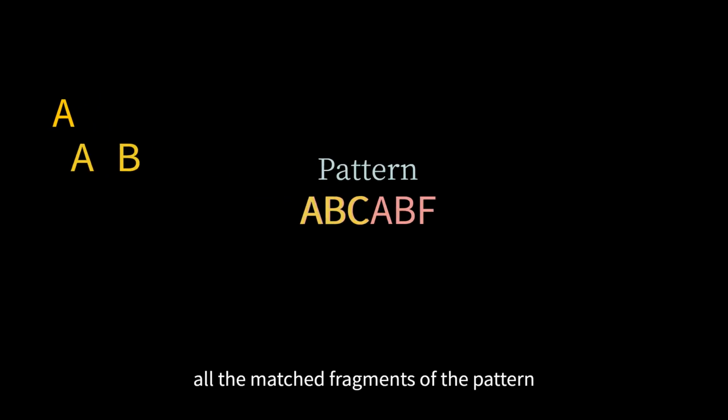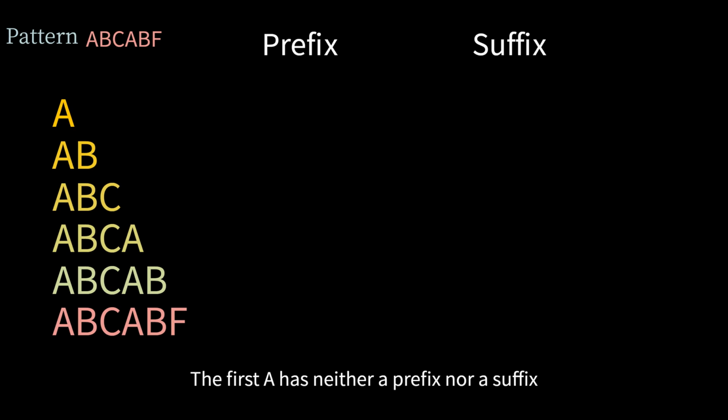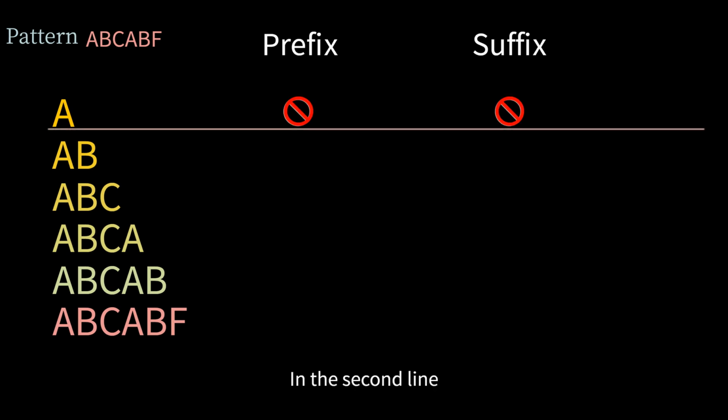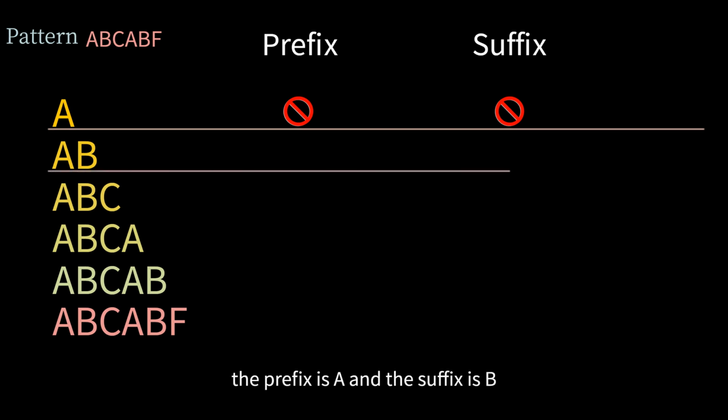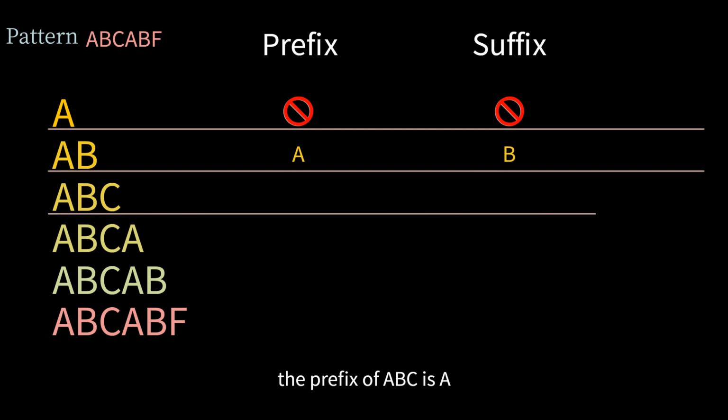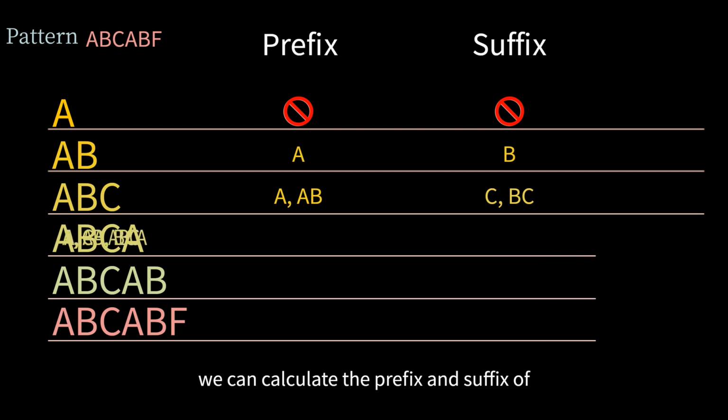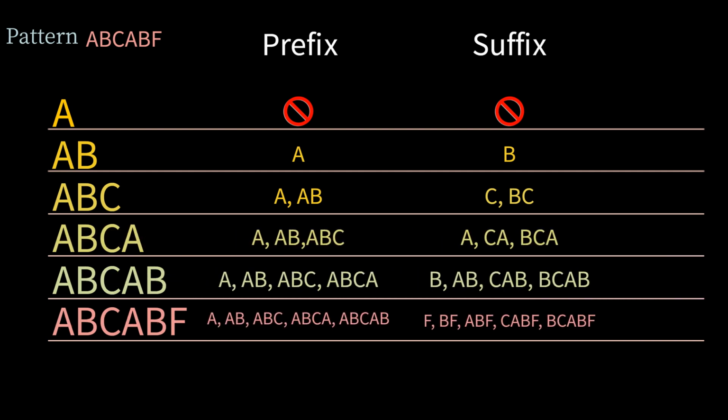Let's generalize it. First, take the matched fragments of the pattern. Then calculate the prefix and the suffix of each fragment. The first A has neither a prefix nor a suffix. In the second line, AB, the prefix is A and the suffix is B. Next, the prefix of ABC is AB, and the suffix is BC. By analogy, we can calculate the prefix and the suffix of all fragments.